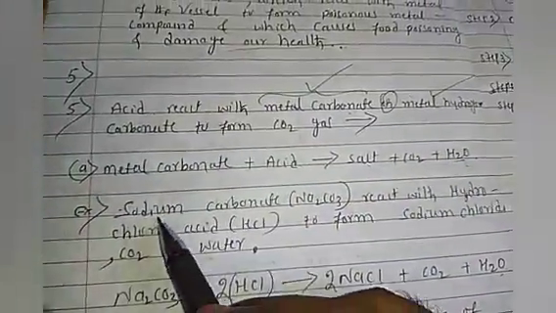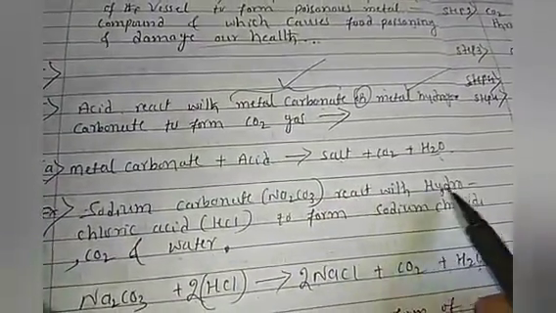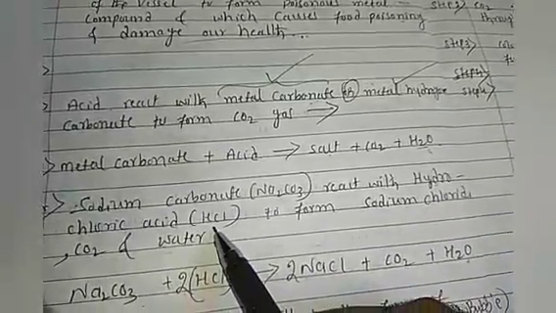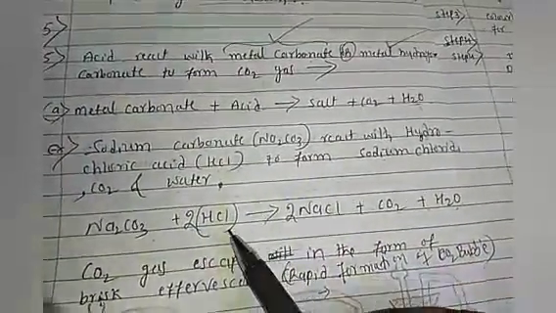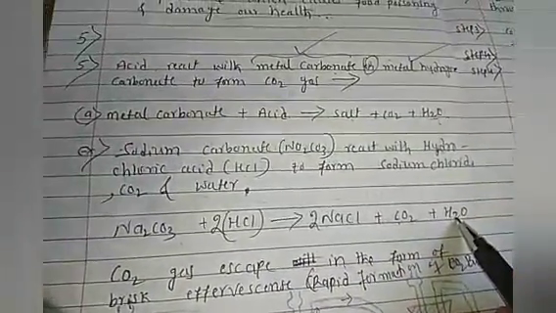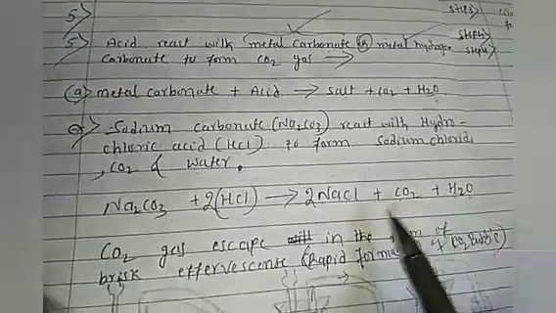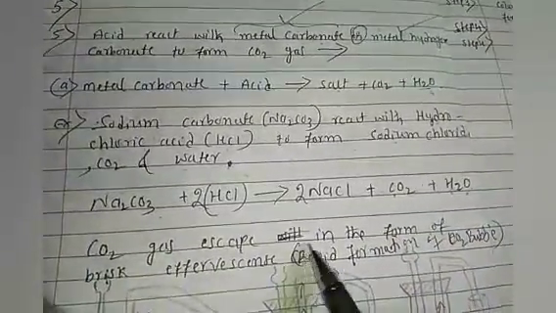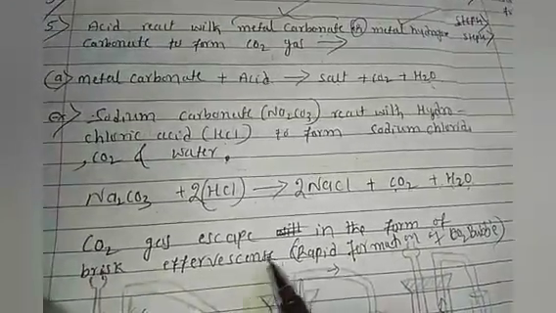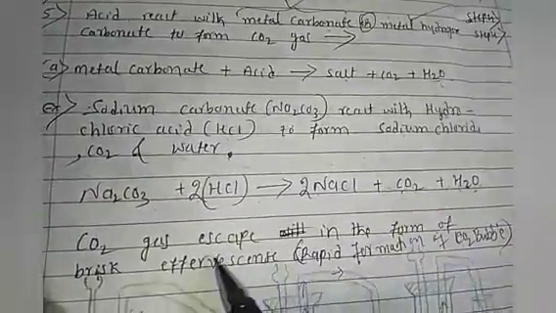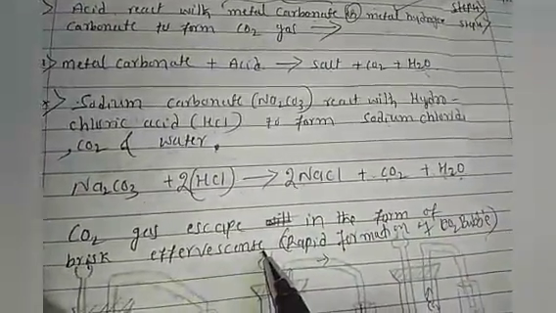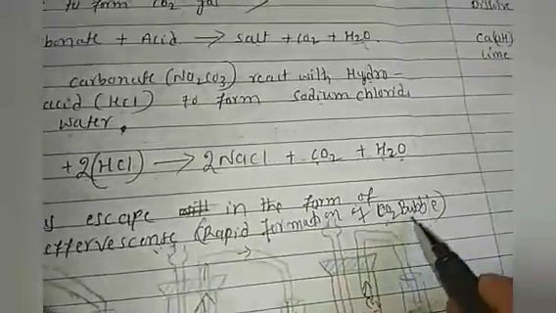Sodium carbonate, Na2CO3, reacts with hydrochloric acid, HCl, to form sodium chloride, carbon dioxide and water. Sodium carbonate reacts with HCl to form NaCl plus carbon dioxide plus water. The carbon dioxide gas escapes in the form of brisk effervescence. Brisk effervescence means rapid formation of carbon dioxide bubbles.